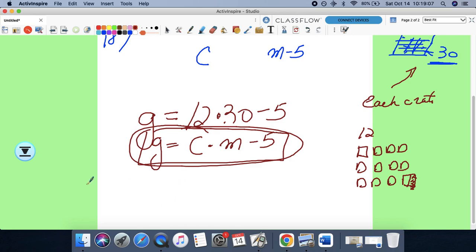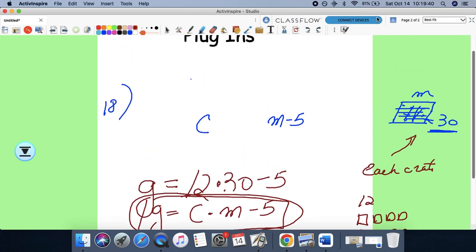So what they're saying is that the number of crates times the number of eggs, the total equals M minus 5. Okay. My G plus 5 equals Cm. I think I'll divide both sides by M. That doesn't do anything. All right. I'm not going to spend more time. So 18, that's what I have. So get back to me if you find something. If you think it's something.